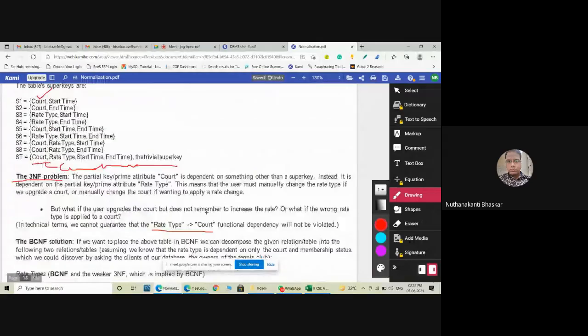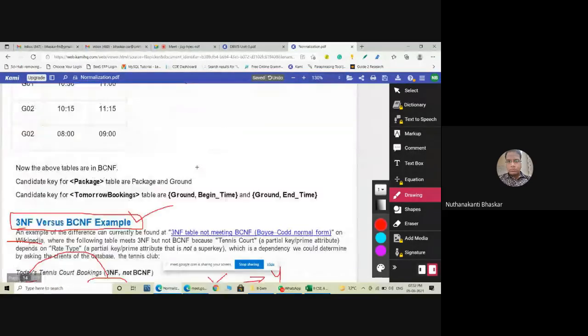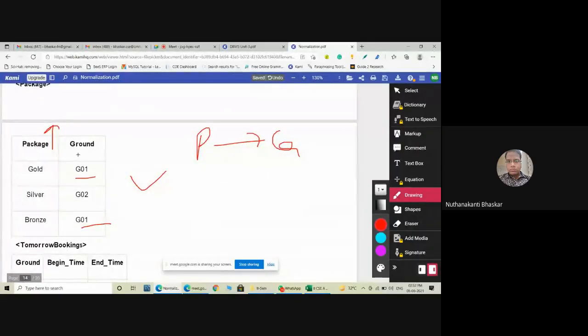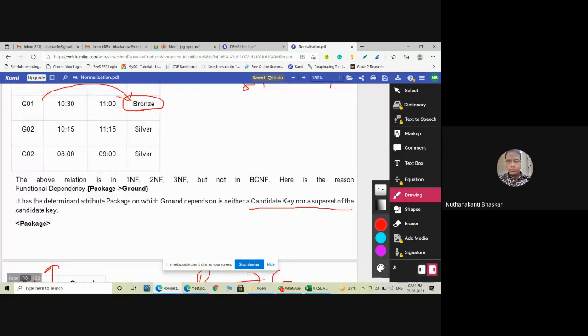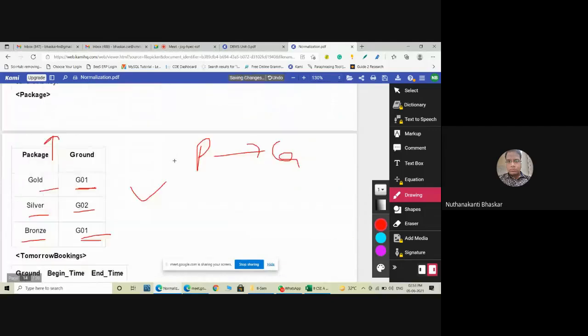So there is a solution in BCNF. I told you just now in the earlier example also. Here package does not determine ground, because Gold is G01, Silver G02, Bronze again G01. That's why we cannot solve this with third normal form, but BCNF we can solve.